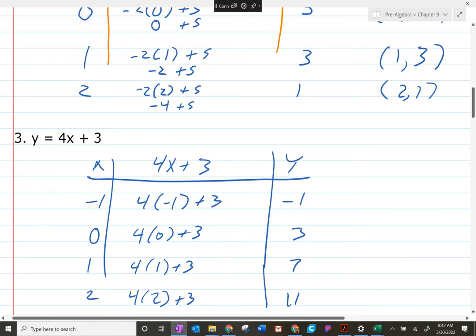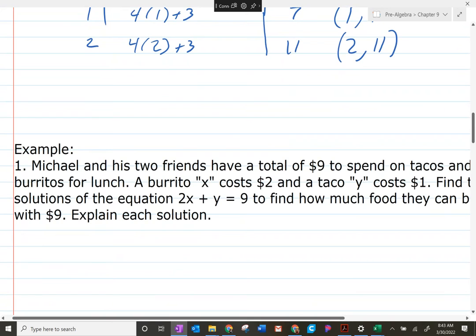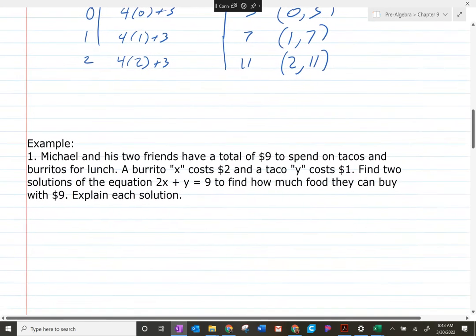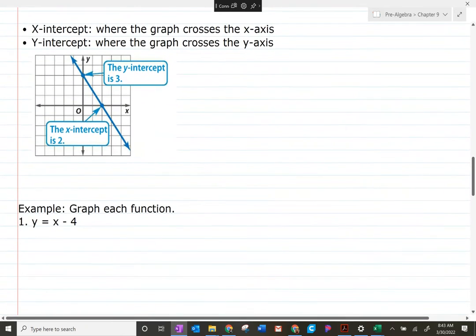The very last part was putting those ordered pairs together. You should have had -1, comma, -1, 0, comma, 3, 1, comma, 7, and then 2, comma, 11. Thumbs up, thumbs down. How you guys feeling? Okay. I'm going to skip the story problem for right now. Okay.